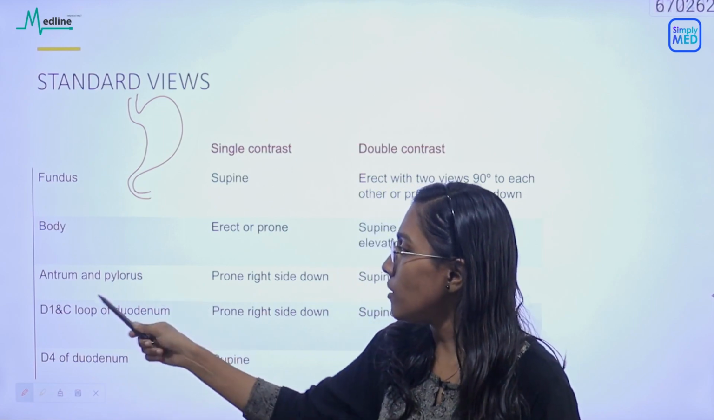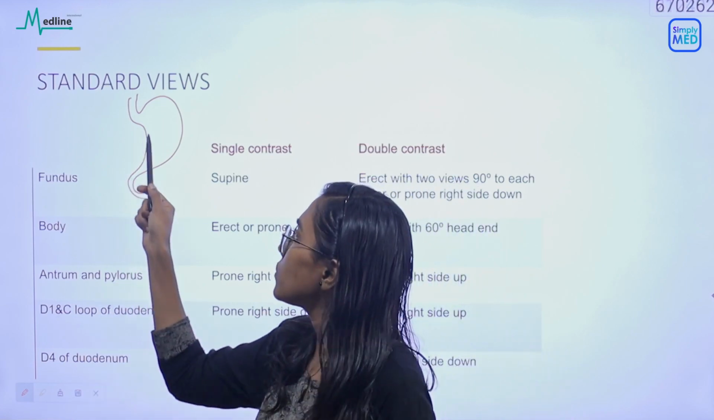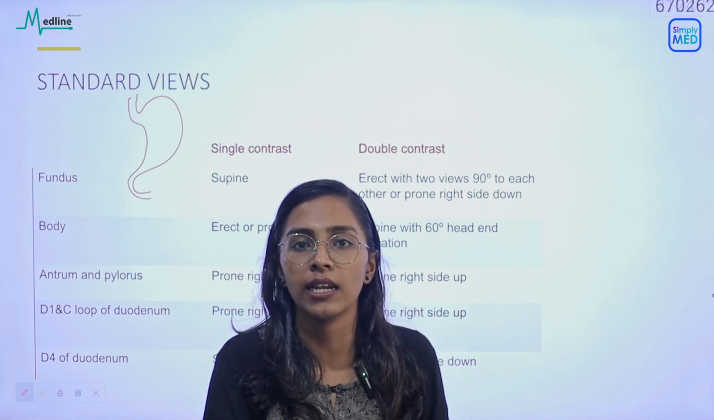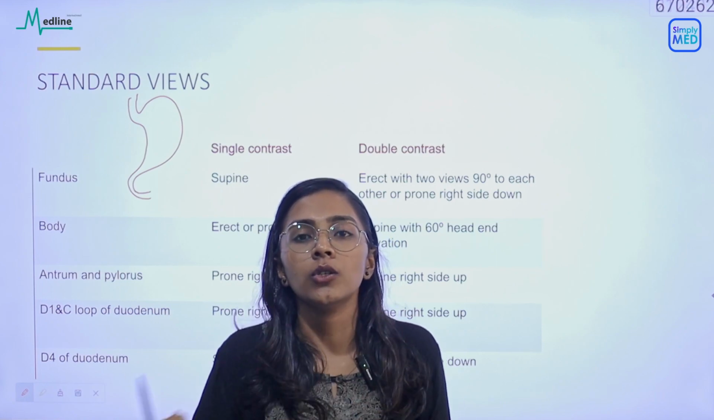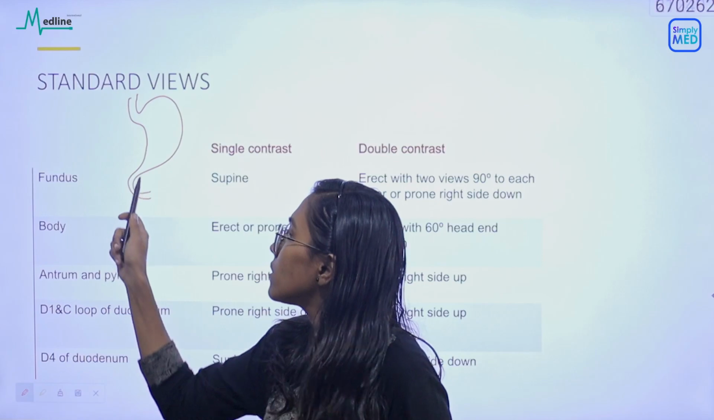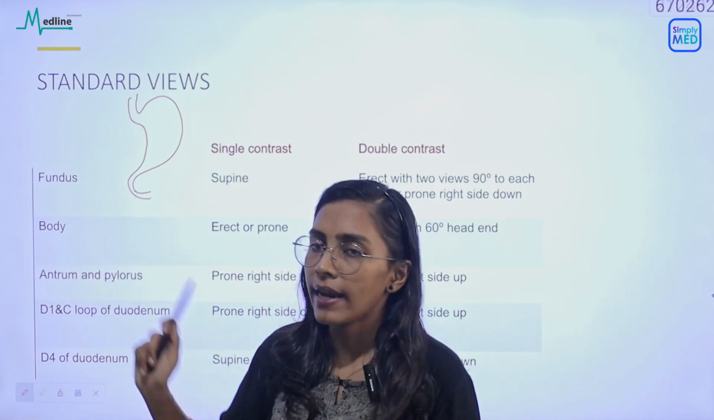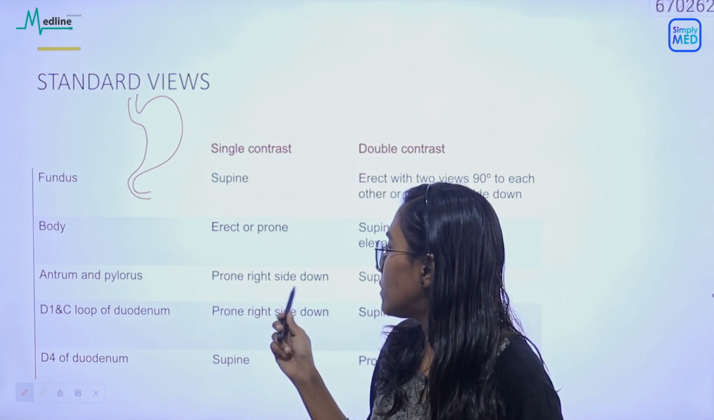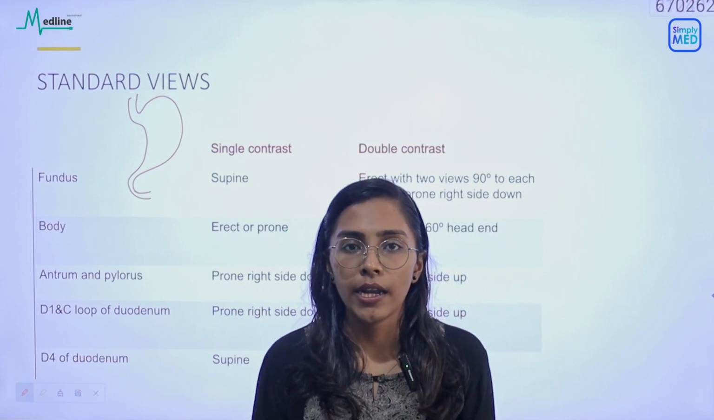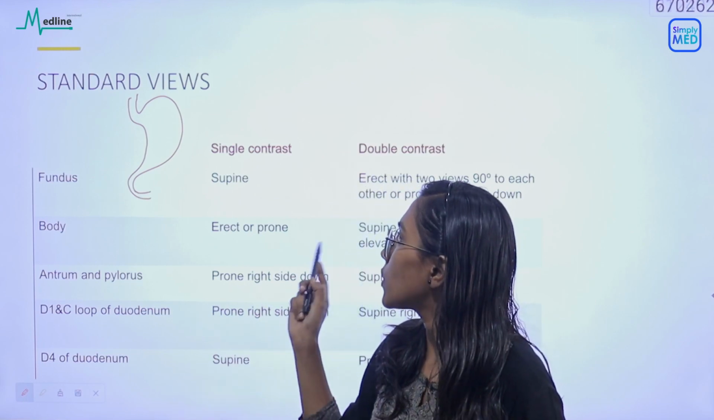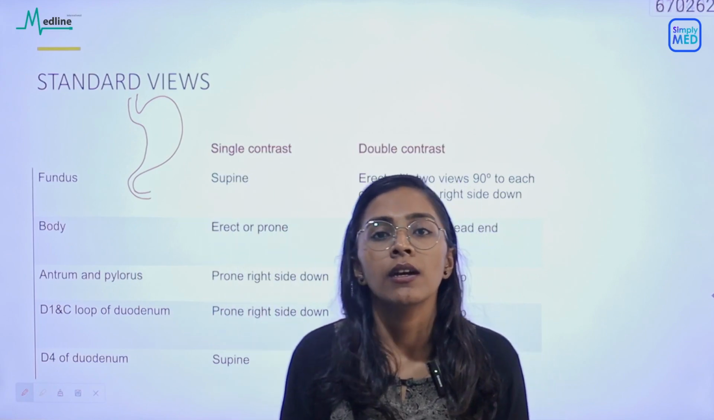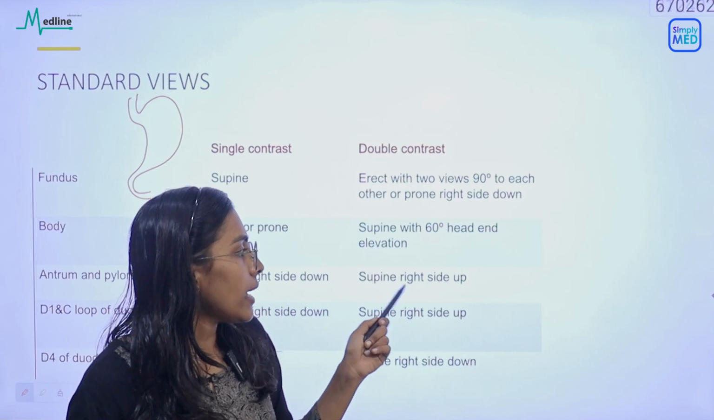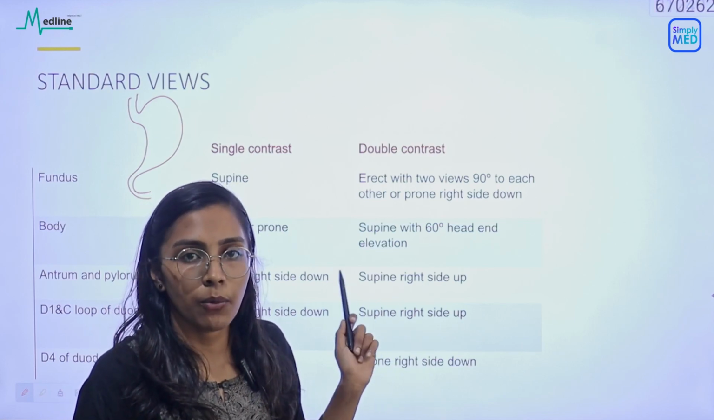Then for antrum and pylorus, now look, fundus was located on the left side itself, but antrum and pylorus are slightly obliquely and also to the right side, right? So it is coming towards the right side. So for that, we can do a prone right side down position, that is RIO position. Okay, lying down RIO position for single contrast. And if you are giving double contrast, then we can also do a right side supine right side up also.